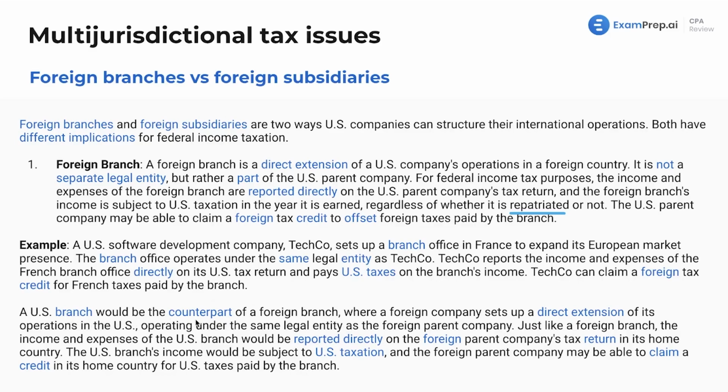A U.S. branch would be the counterpart of a foreign branch, where a foreign company sets up a direct extension of its operations in the U.S., operating under the same legal entity as the foreign parent company. Just like a foreign branch, the income and expenses of the U.S. branch would be reported directly on the foreign parent company's tax return in its home country. The U.S. branch's income would be subject to U.S. taxation, and the foreign parent company may be able to claim a credit in its home country for U.S. taxes paid by the branch. With that out of the way, with branches, make sure you understand that, and we are now going to compare them to our foreign subsidiary.